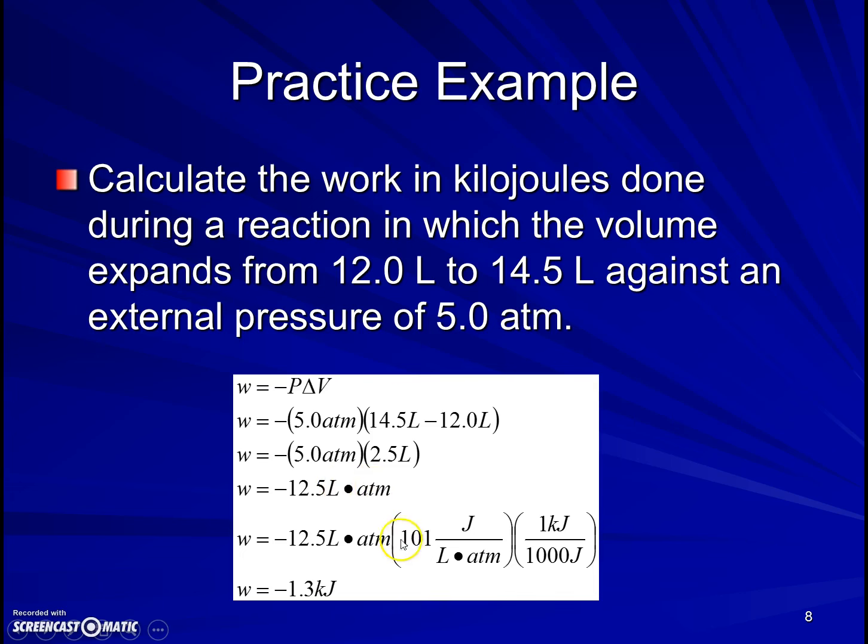And then we look up, and I don't want you to memorize this just yet, but we look up a conversion factor for joules to liter atmospheres. And it turns out that conversion factor is 101. So there's 101 joules in what we call a liter atmosphere. And then there's 1,000 joules in a kilojoule. And so we have our conversion factors to convert from liter atmospheres, which is a work or energy unit, to kilojoules. And this comes out with only two significant figures, to negative 1.3 kilojoules of work done on the system.